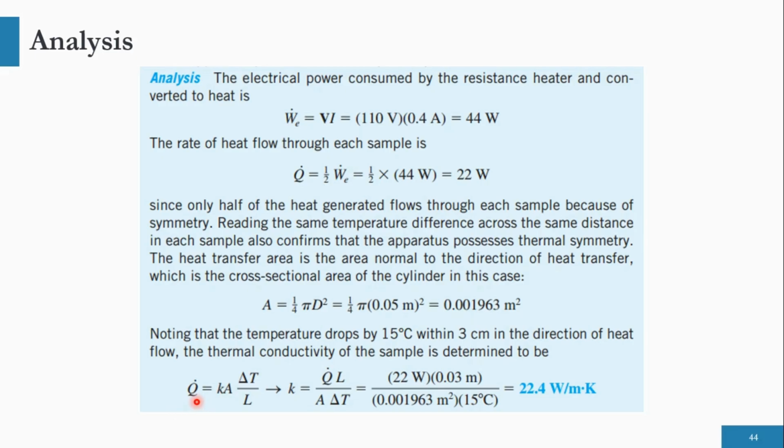Now we know this formula, Q is equal to K A dT over L. This is Fourier's law of heat conduction. Rearranging it, we get K is equal to QL over A dT. Now Q is 22 watt, L is 3 centimeter or 0.03 meter, area is 0.001963 square meter, and delta T is 15 degrees centigrade. So we get the value of K as 22.4 watt per meter per Kelvin. So this is the thermal conductivity of this material, which we have computed numerically.